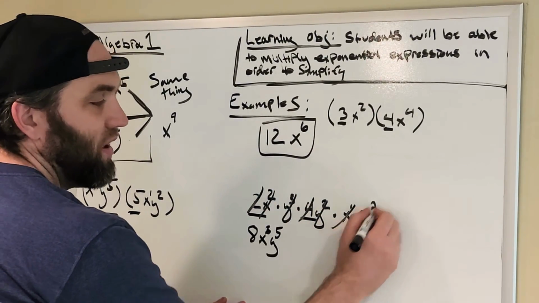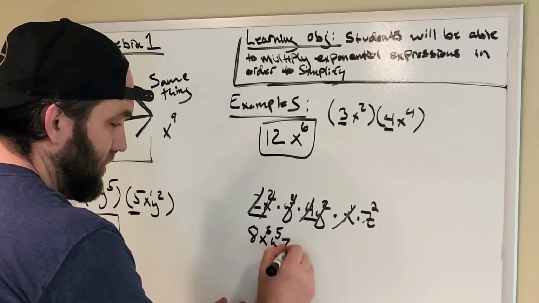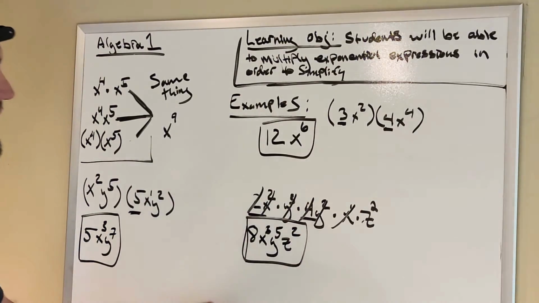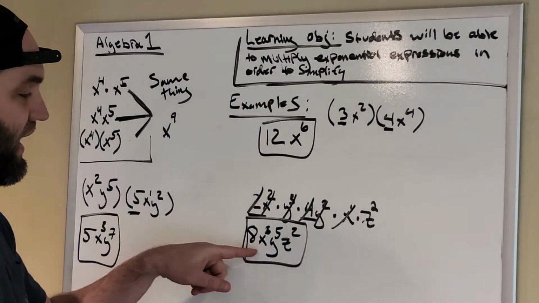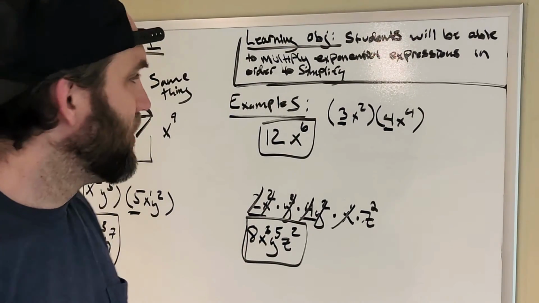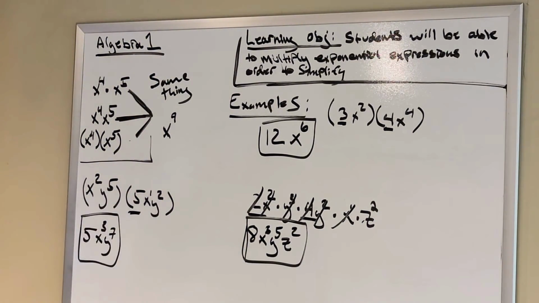All I'm left with is z squared. So I'm just going to bring that down, put z squared right there. All right. So my answer to this one is 8x cubed, y to the 5th, z squared. All right. That's how we multiply exponents.